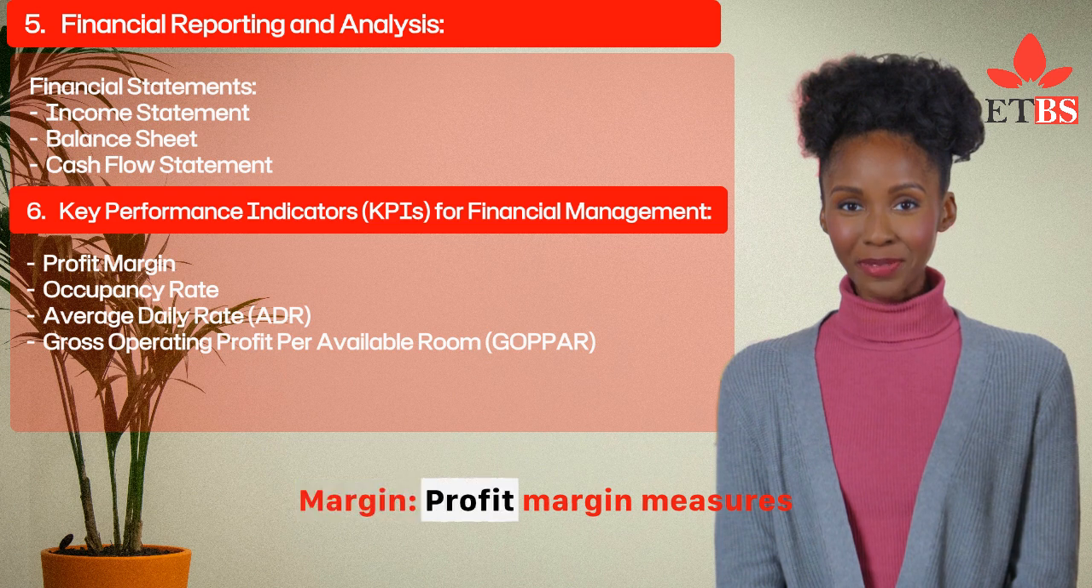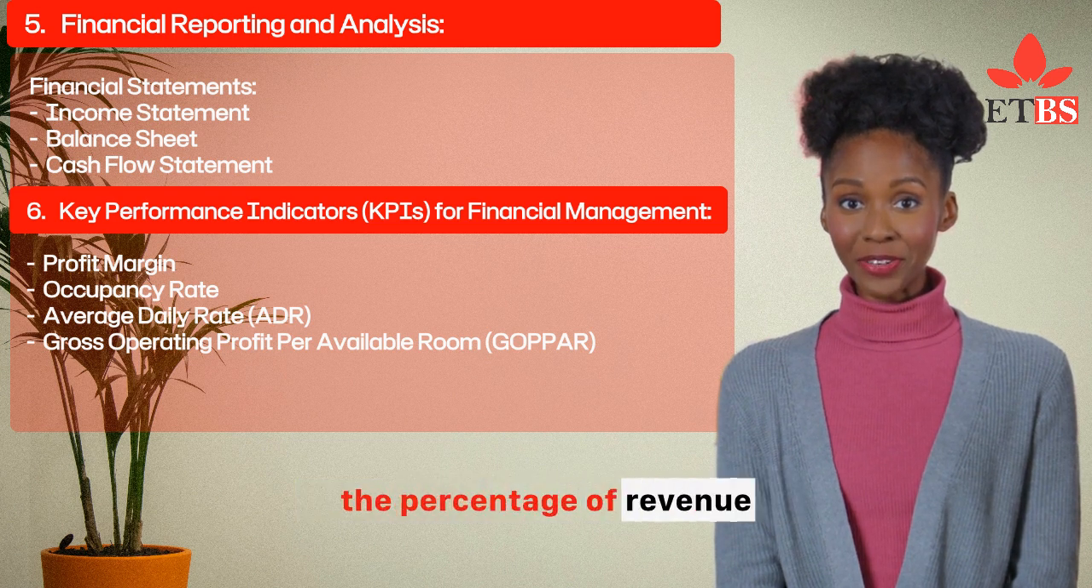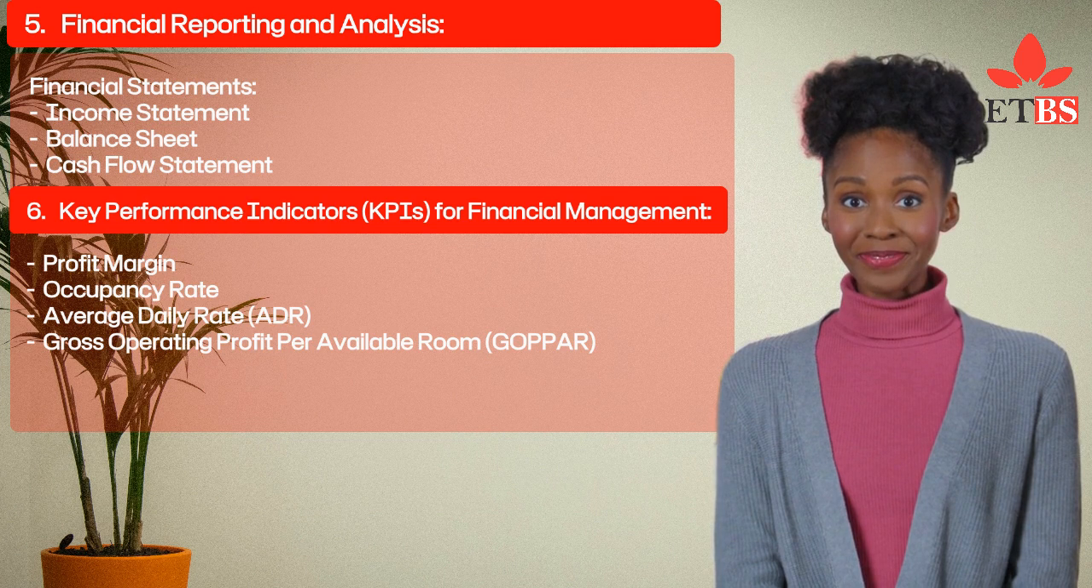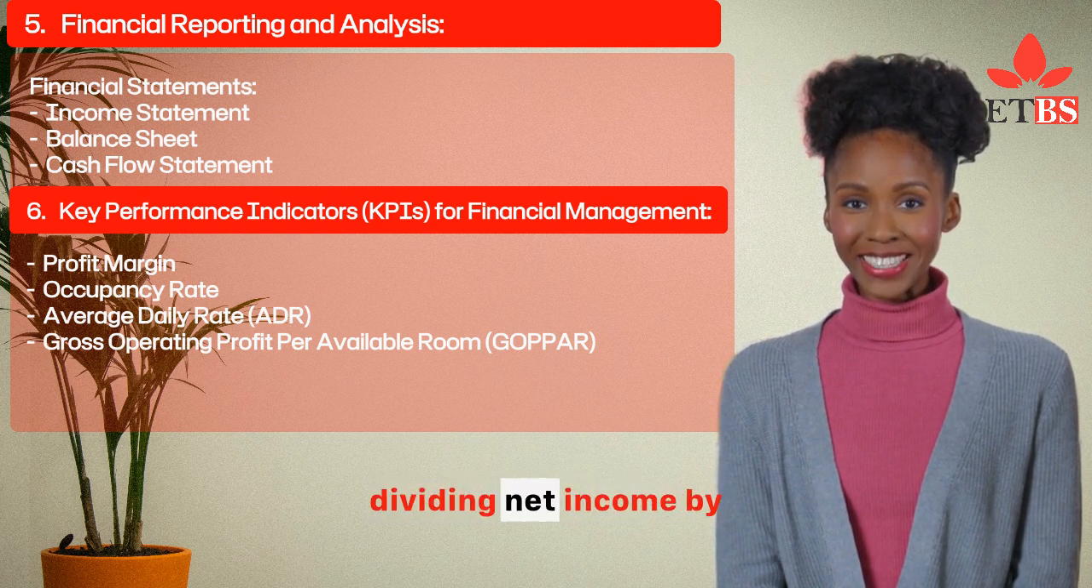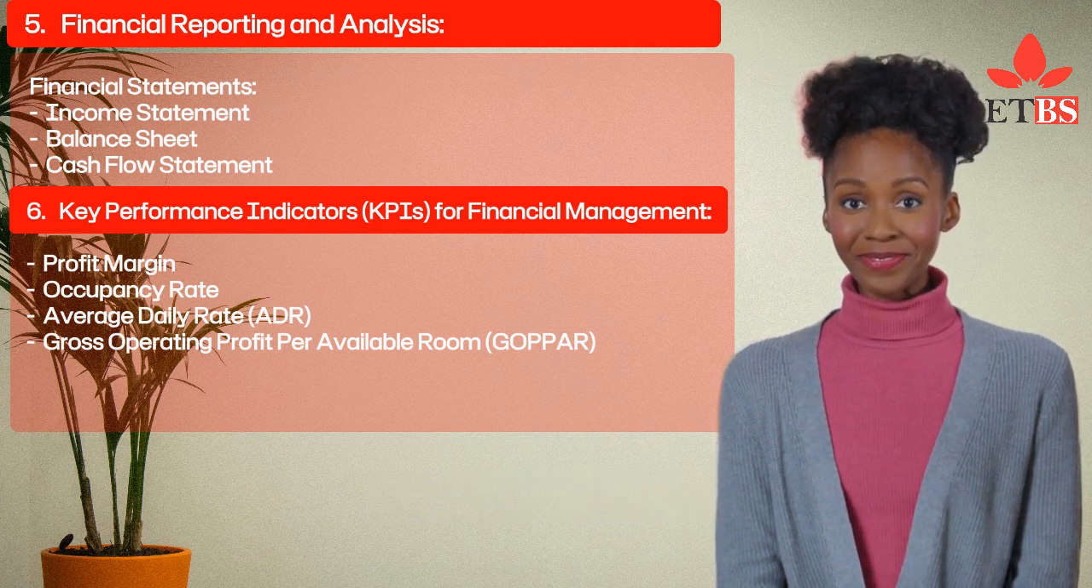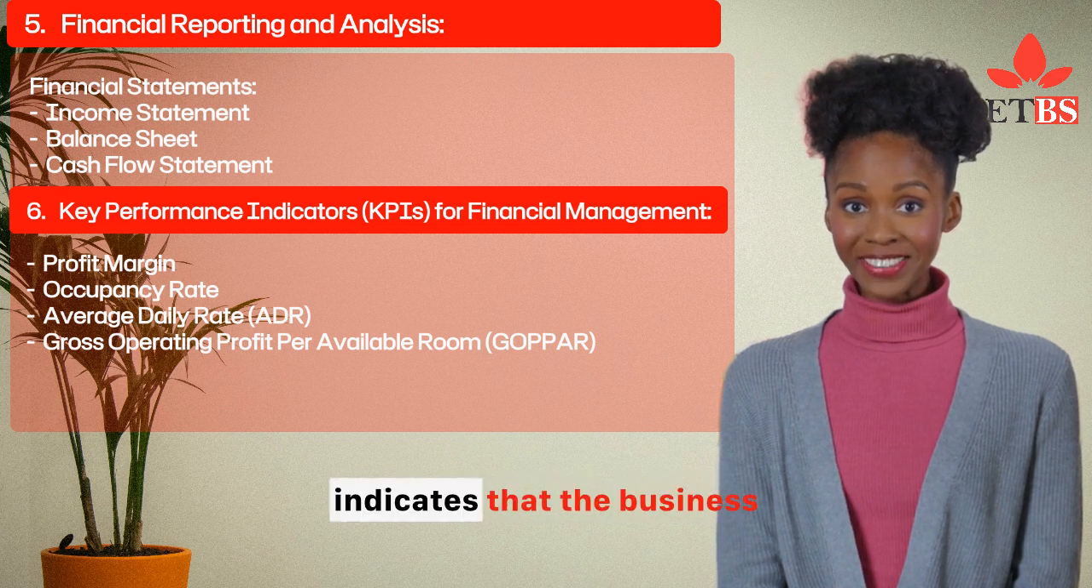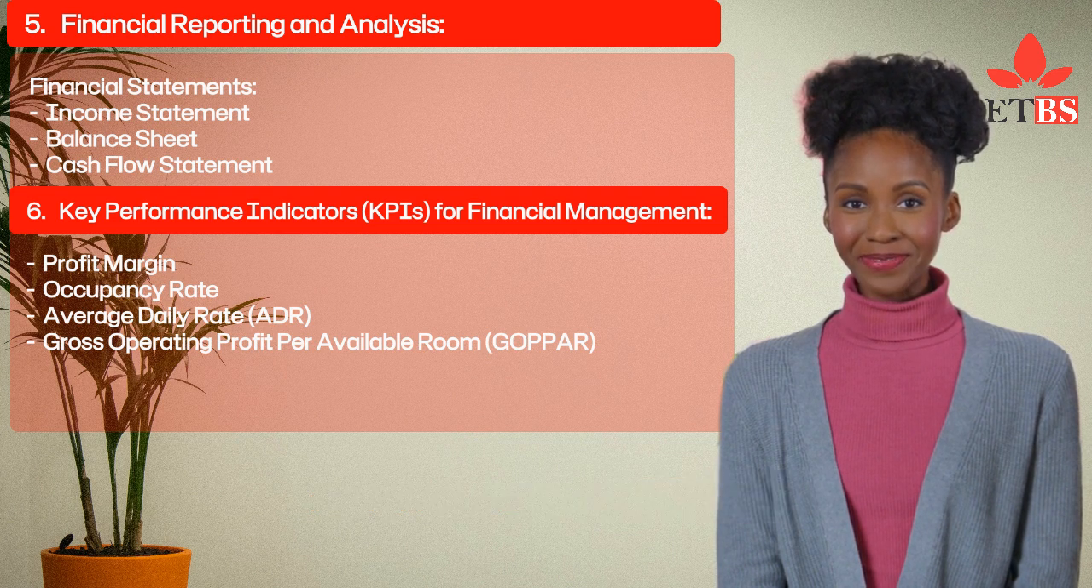Profit margin. Profit margin measures the percentage of revenue that translates into profit. It is calculated by dividing net income by total revenue. A higher profit margin indicates that the business is more efficient at converting revenue into profit.